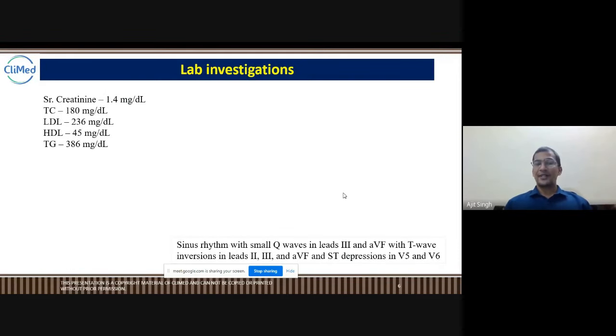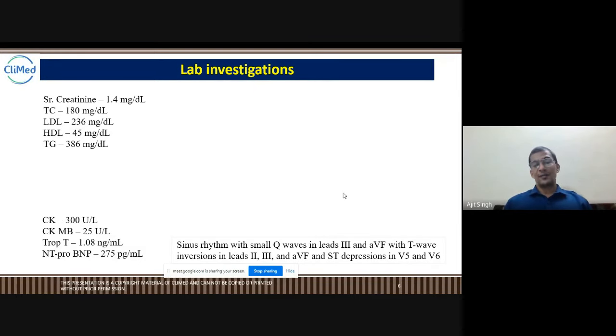So serum creatinine was 1.4 mg per dl, total cholesterol 180 mg, LDL 236 mg per dl, HDL was almost normal but on a little lower side, TG 386. So here, total cholesterol and HDL are almost normal. LDL is quite high, not quite high, it is actually very high, and triglycerides are also very high, 386 mg per dl. Okay, so we can justify that the patient was on atorvastatin and fenofibrate, right?